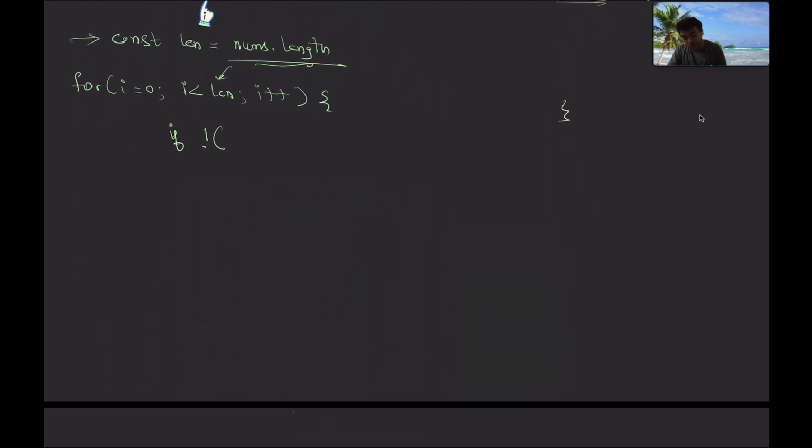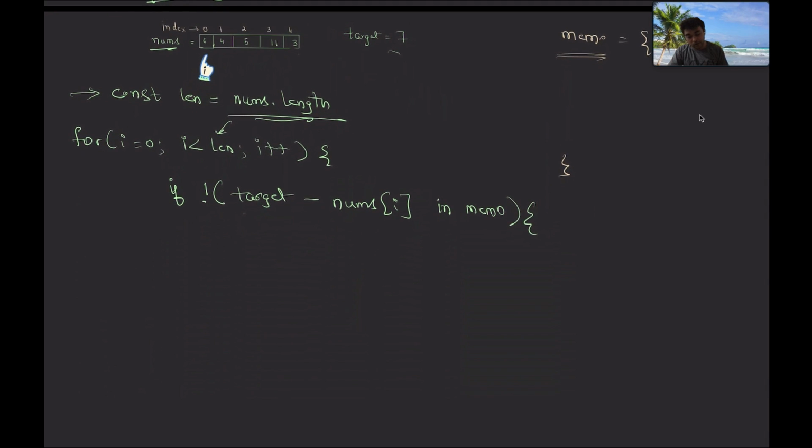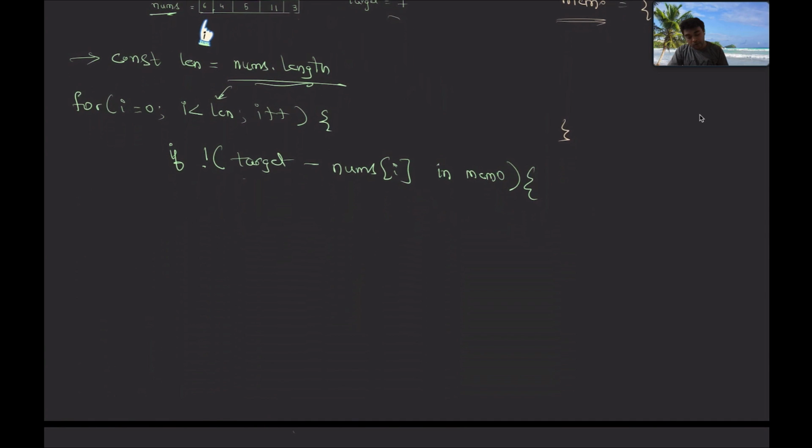I'll take the negative case, meaning if target minus, what's the value here? Value is nums of i. So nums of i, meaning nums of 0 in this case, which is 6. So I'm checking if target minus nums of i, which is value, which is 6 in this case, is in memo, and that's not true. In short, I'm saying if target minus value is not in the memo. So then what am I supposed to do? I should be adding 6 here and the corresponding index.